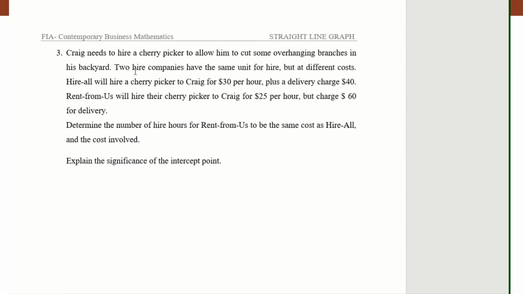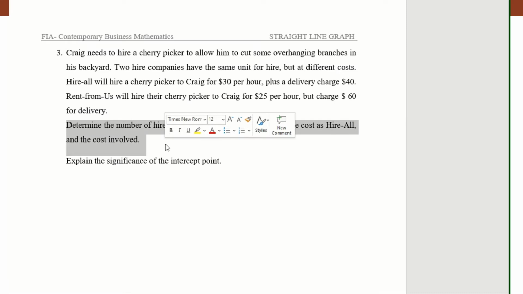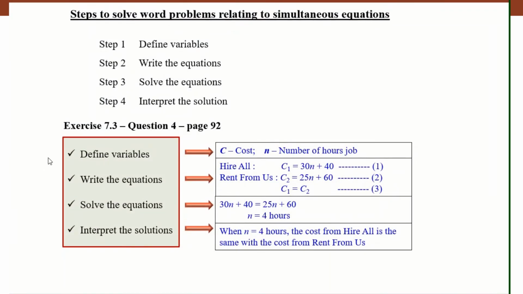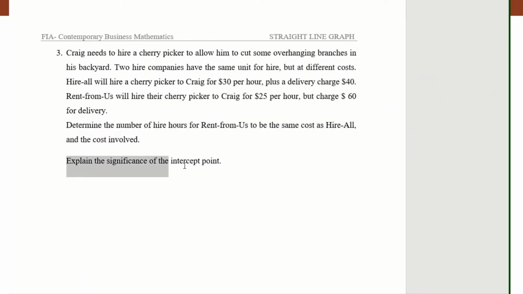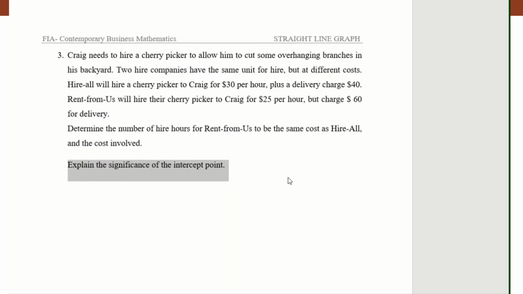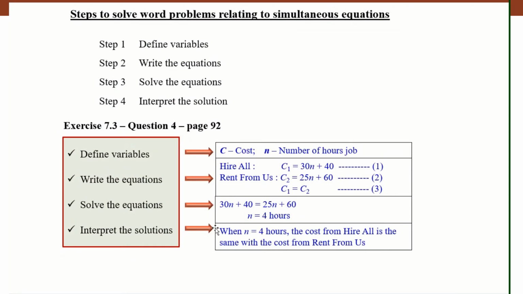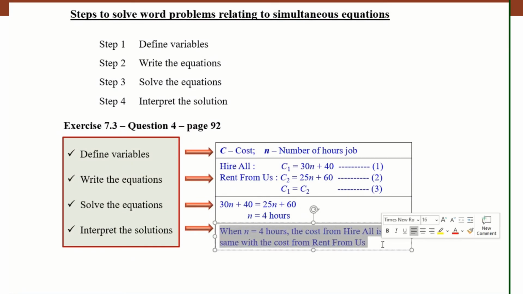Number 3, now you will have two equations. Determine when the cost is the same. When the cost is the same, you have to equate both the equations. You have two equations here. You equate them, you will get n equals 4 hours. Here they ask you to explain the significance of the intersection point. What's the significance? At 4 hours, both the companies charge the same.